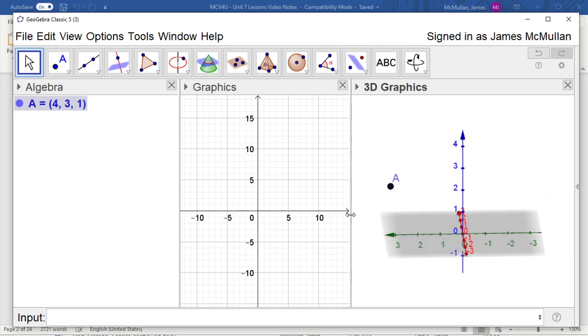Right? Now let's say I wanted to do a vector. So point O is the origin, right? And then I wanted to do a vector from O to A.